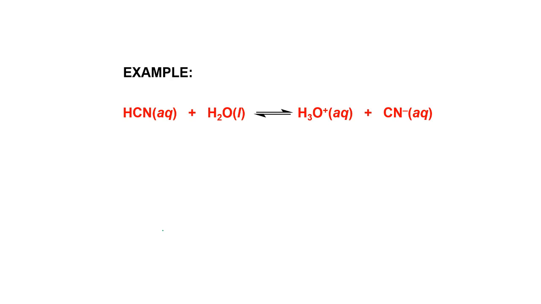This is an example. Hydrocyanic acid undergoes slight dissociation. It forms hydronium ion and cyanide ion. Okay, so the Ka expression is Ka equals the concentration of hydronium ion times the concentration of cyanide ion divided by the concentration of hydrocyanic acid.